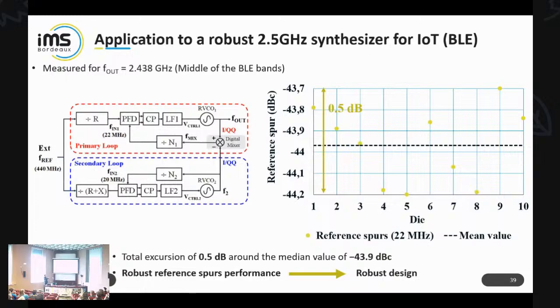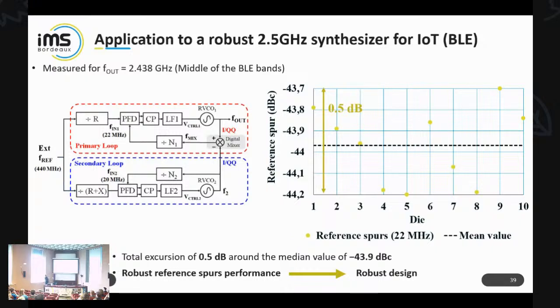So here is an overview of the chip. You can see the two loops, the caliper PLL. So it's a kind of self-offset PLL. And you can see here reference spurs on 10 dies that came from a wafer. Those dies are not coming from the same area. They came from all around the wafer.